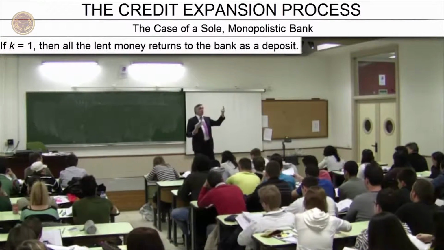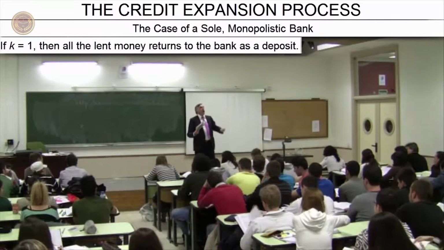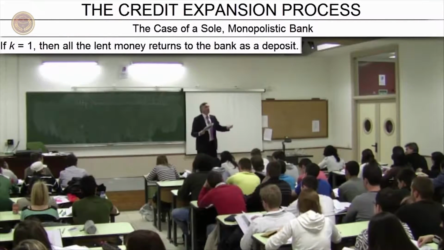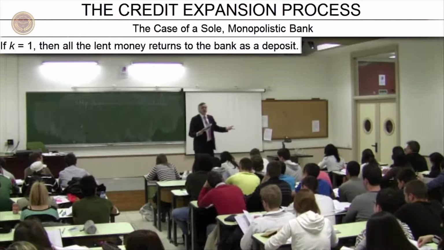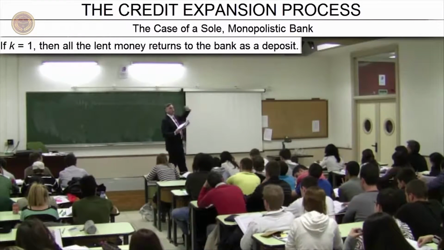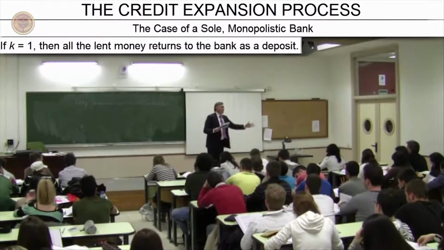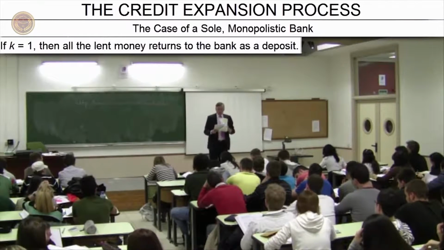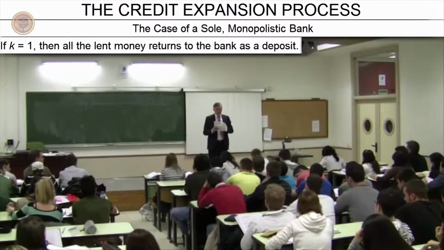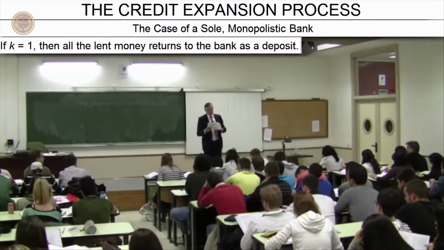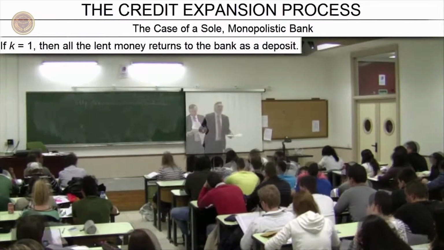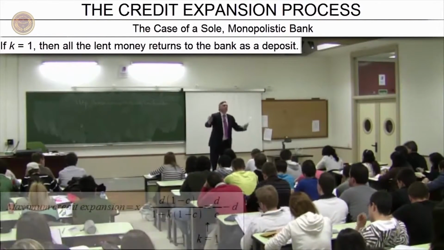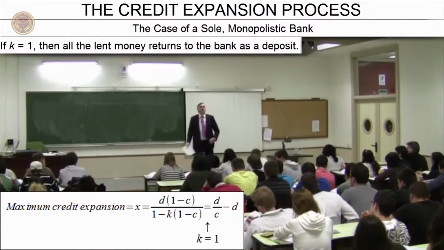But let us consider the case of a sole monopolistic bank, which is very simple, because it is the case in which K is equal to 1. As there is only one bank, and we all use the bank, even if I am a supplier of borrower Z and the company pays me, I immediately deposit all that it pays me back in the same bank. And that is important, because when K is equal to 1, this formula is drastically simplified.